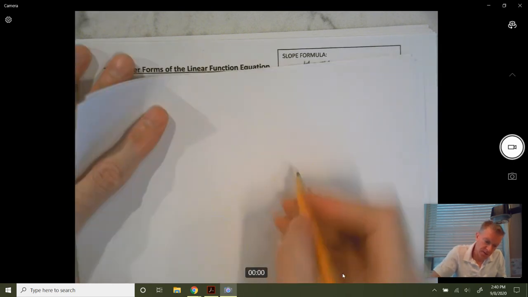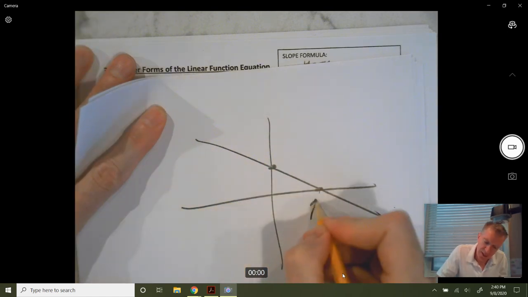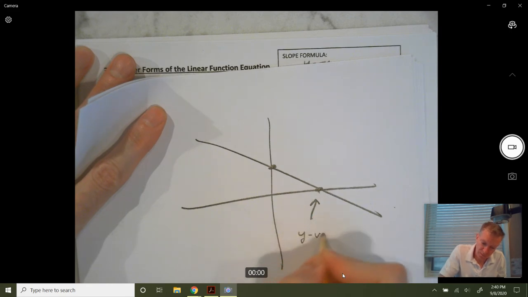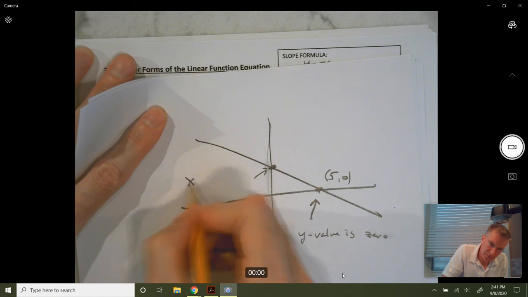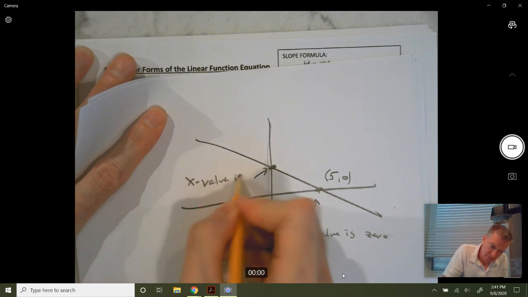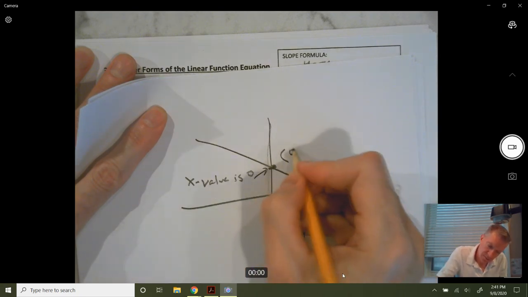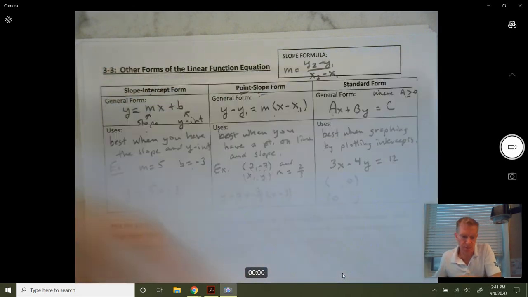Think about any line. This is your x-intercept. No matter where you cross the x-axis, you know that your y value is 0. Maybe this is the point (5, 0). This point, which is your y-intercept, anytime you cross the y-axis, you know your x value is 0. And that might be (0, 2), something like that. I just made that up, so that's not from this problem here.